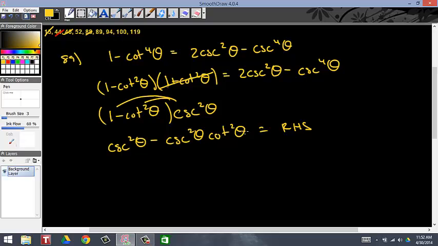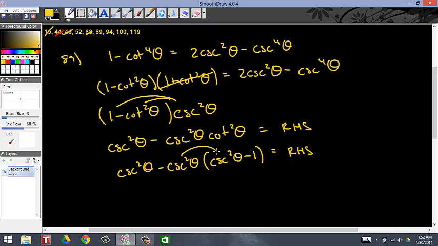I'm going to transform cotangent squared theta into, oh, sorry, not 1 minus. Let's see here. Cotangent squared theta is cosecant squared theta minus 1. And that's all being multiplied by cosecant squared theta, and then don't forget a cosecant squared theta on the outside. Now I'm going to go and redistribute this section in.